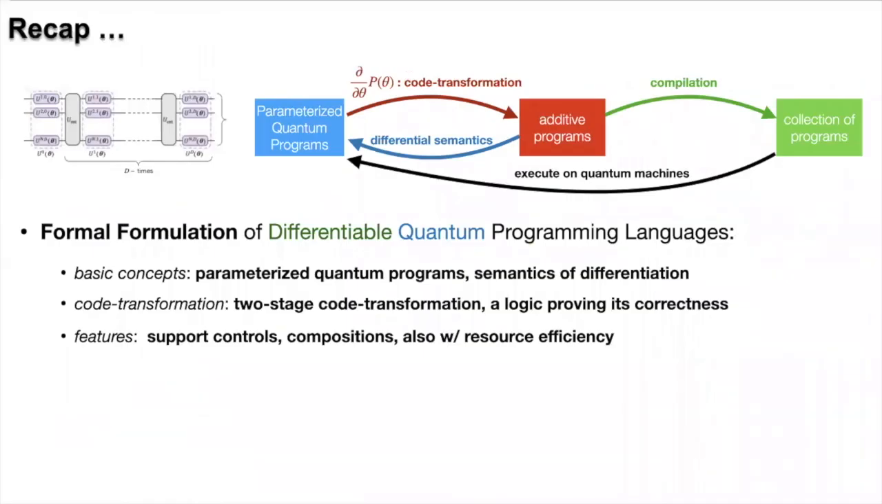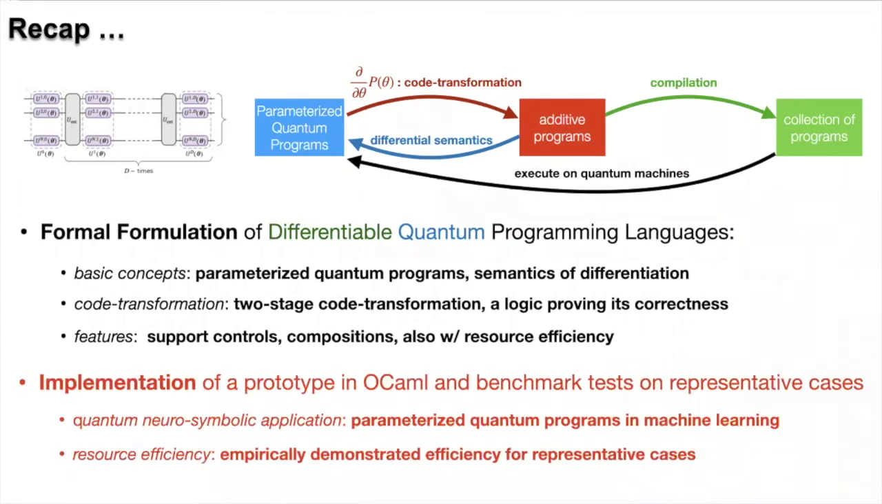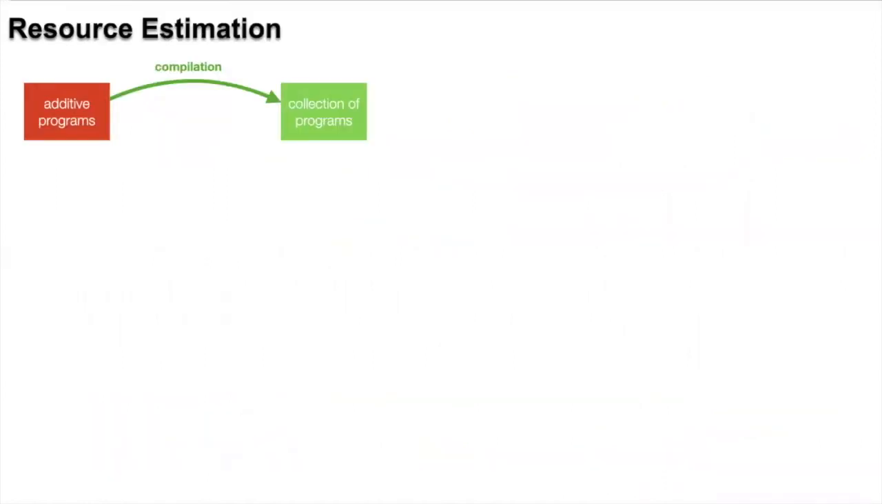Let's just recap what we have covered so far. We started with the formulation of the variational quantum circuits, all the way to the two-stage co-transformation. Now we're going to talk about the implementation and how we make use of our implementation for resource estimation and the quantum neuro-symbolic application. Let's start with the resource estimation.